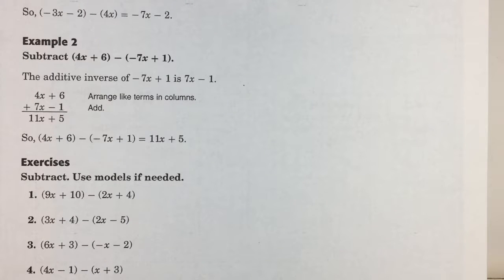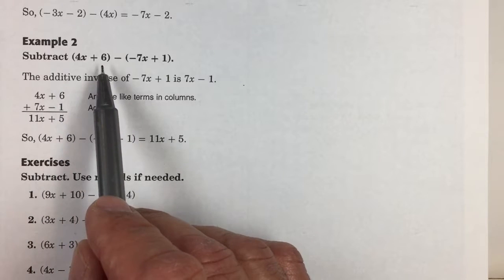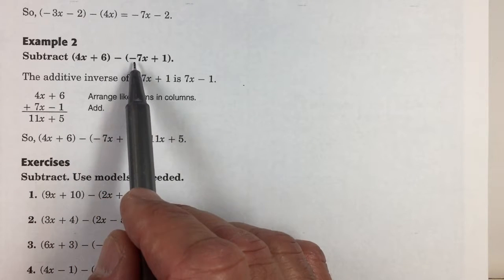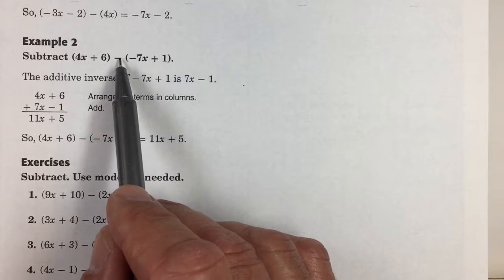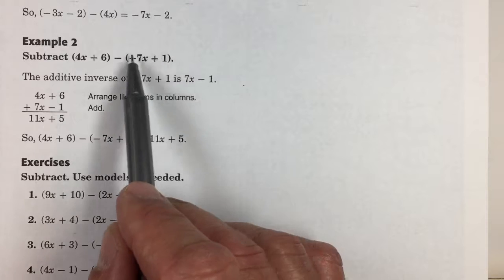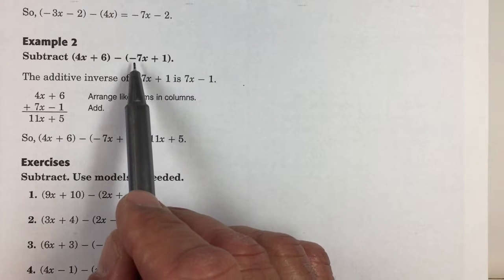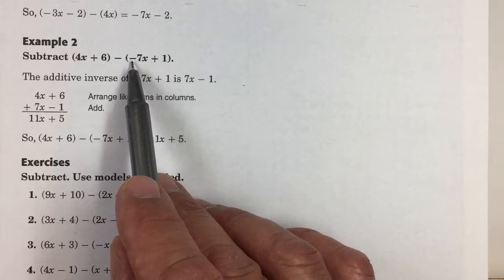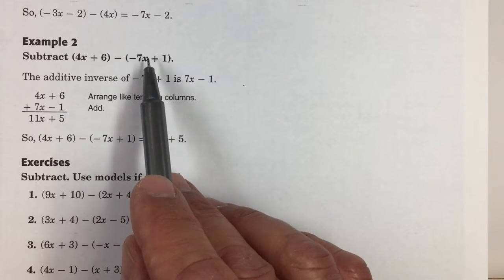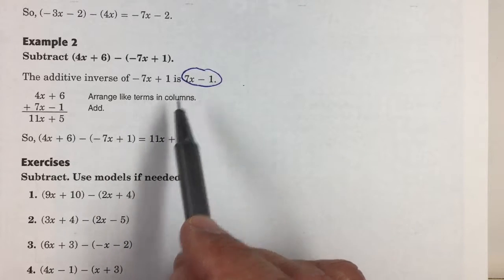Okay, we are going to subtract linear expressions. Example 2 says subtract 4x plus 6 minus negative x plus 1. Since we have a subtraction here, we need to add the additive inverse of negative x plus 1. The additive inverse is going to be the opposite. We're going to change this sign to positive, and this sign to negative. So this is going to be the additive inverse, x minus 1.